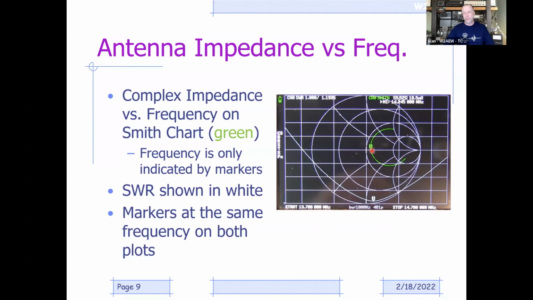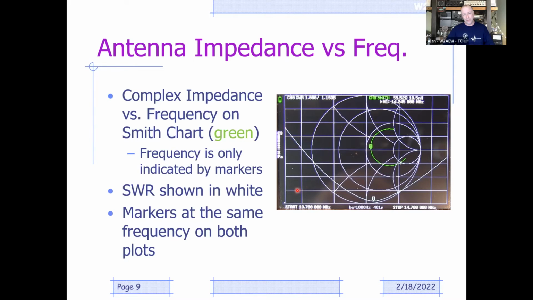And one thing you'll notice is that my minimum SWR occurs where? At the point on this curve that lies closest to the center of the Smith chart. That point lies closest to the center. That's the minimum SWR. So that gives you a little bit of a hint that SWR on a Smith chart is proportional to how close you are to the center of the Smith chart. The further you get away, so like the low frequency end of this curve is way down here, that's the same thing as this point on the SWR chart.